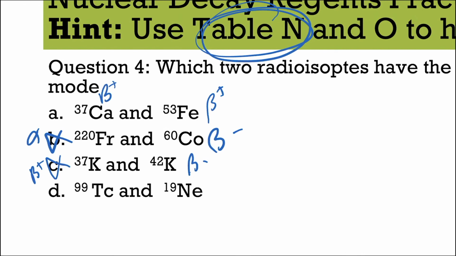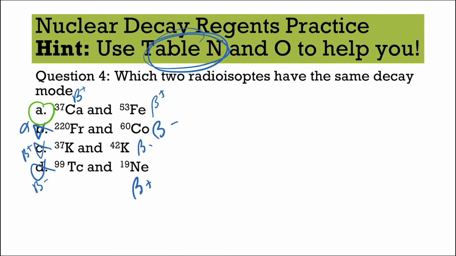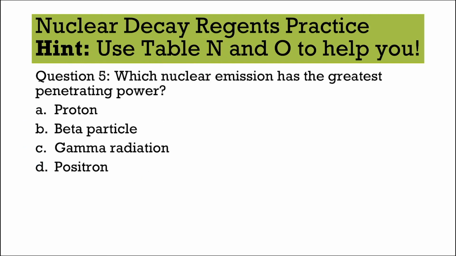And lastly, part D, TC99 is beta minus, and neon 19 is beta plus. That's not the same. Can't be D. So our first guess with choice A was correct, and we can even back it up. Yeah, not so much a guess, but we supported it. Okay, very nice. All right, guys, so let's move ahead to our last question, number 5.